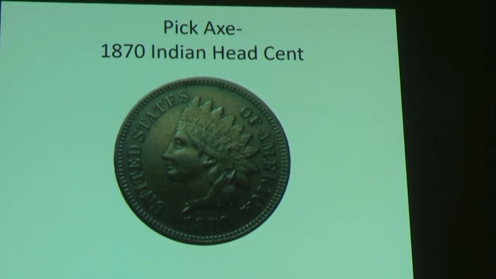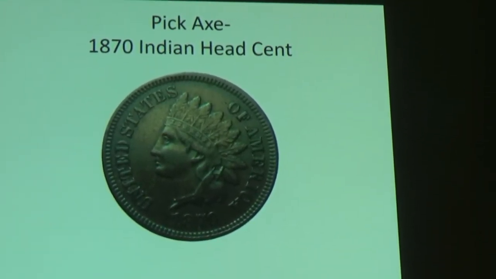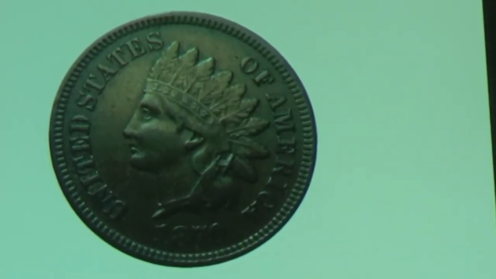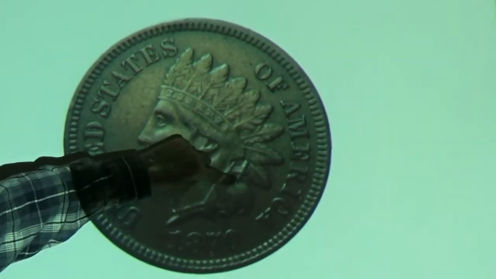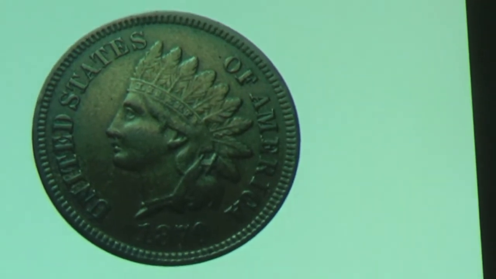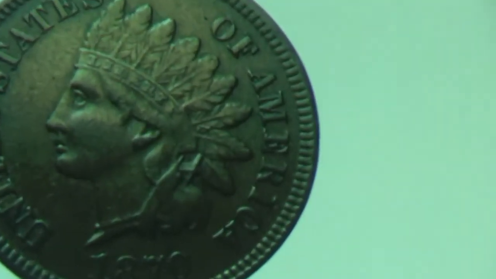This is another coin that if you're looking through some Indian heads, the 70s are still pretty cheap. But when you talk about a pickaxe, you'll notice right here, this piece of molten metal that comes down, it's a variety, and they're pretty expensive. In MS60 or 63, they can go up to $1,500, $1,800. So it's a nice coin to look at.